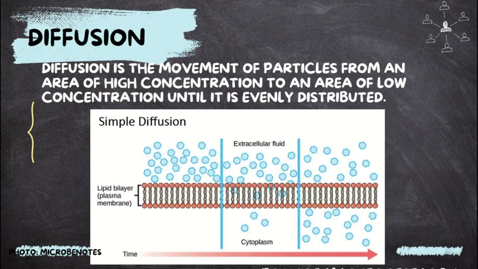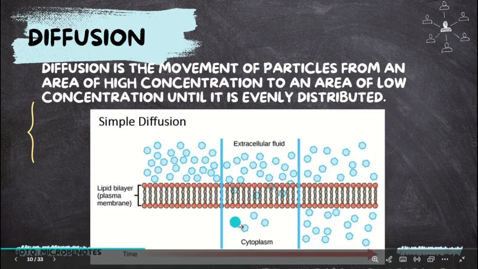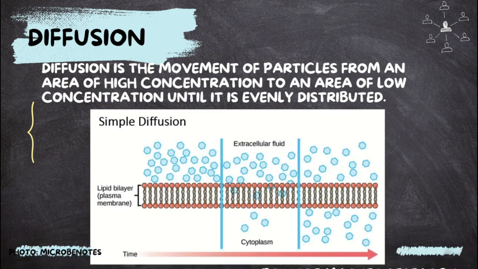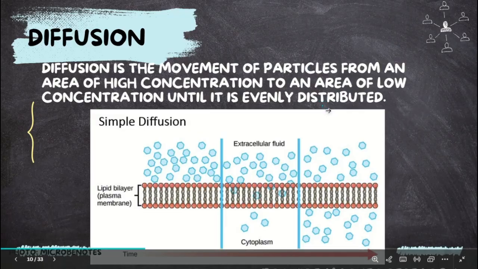So for diffusion, basically it's where substances are able to move across the membrane from an area of high concentration. Obviously, we can see out here it's very much concentrated. So that's the high concentration, to over here, which has a very low concentration, until it's very much evenly distributed, right? So that's basically what diffusion is.